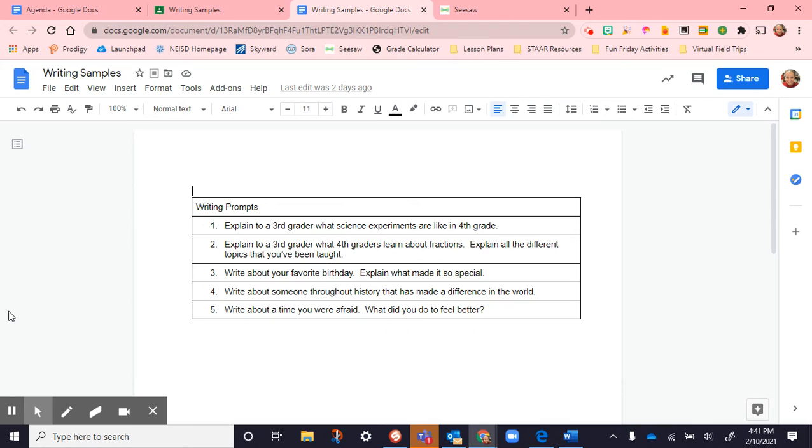Tuesday we explained to a 3rd grader what 4th graders learn about fractions, and we explained all the different topics that we've been taught. Today, we wrote about our favorite birthday, and we explained what made it so special.